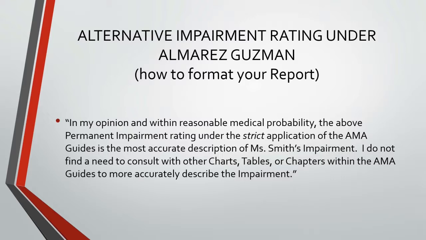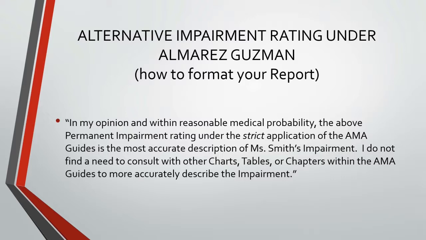In your report, you have a topic heading entitled Permanent Impairment, under which you would elaborate on all the permanent impairments that relate to your examinee under the strict application of the AMA guides. And you would do a fabulous job in that section of your report. You would sum it up, total it up, and provide the parties with a final permanent impairment rating under the strict application of the AMA guides.